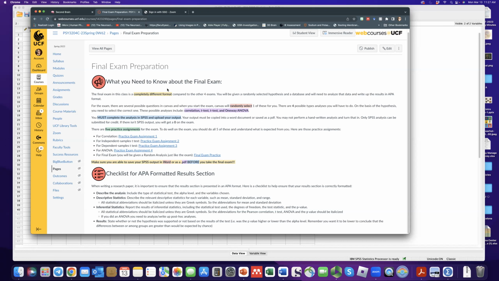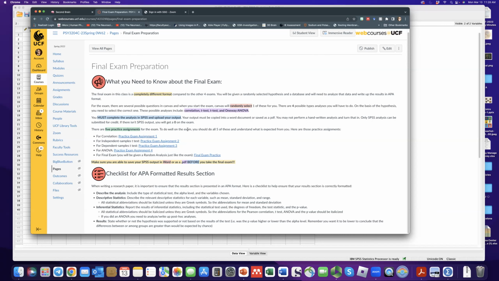And you also should probably practice saving it as a Word document or a PDF document, because those are the only acceptable formats. If you try to do it with the SPSS extension or a lot of other extensions, we're not going to be able to read it. And so in order for you to get credit for this, you absolutely need to save it into Word or as a PDF. So you should practice that.